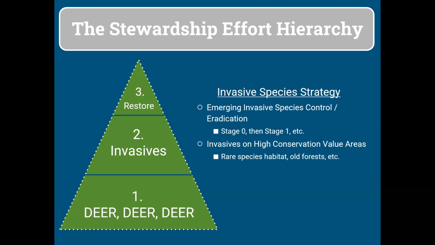Deer is the biggest issue, and it's the hardest nut to crack. But it's the linchpin, because we know that if deer population is reduced, native species will become much more competitive. They are competitive; they're just not able to express that because they get eaten too much.